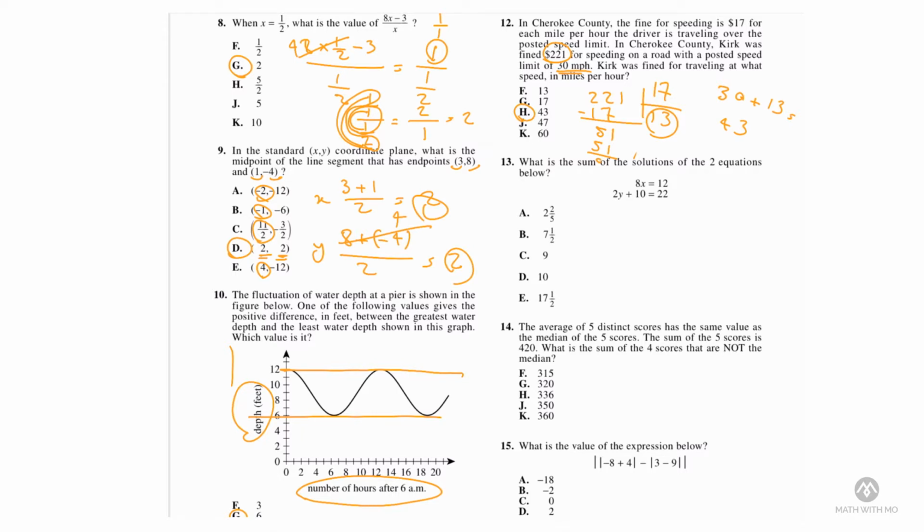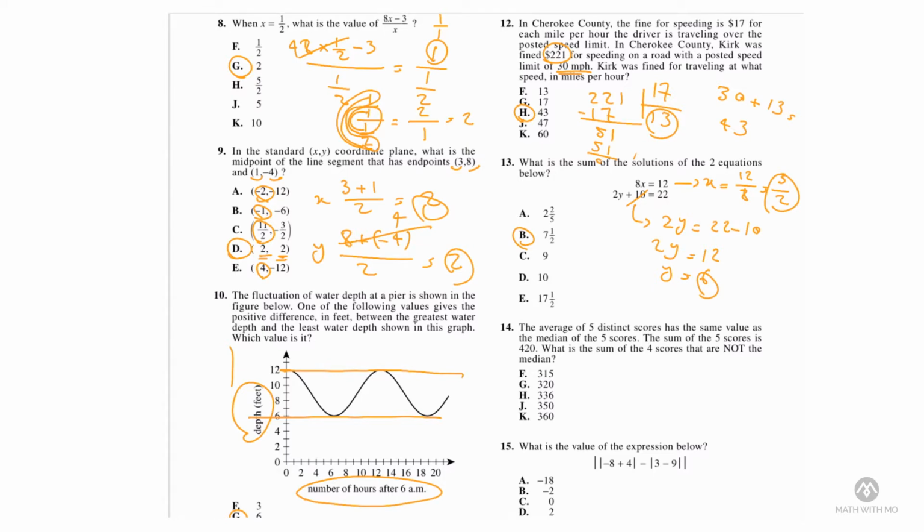H. What is the sum of the solution of the two equations below? Alright, so we want to find the solutions and then add them. Solution to this one is x equals 12 over 8. Divide by 4, which is 3 over 2, 1.5. For this one, 2y equals, subtract 10 from both sides of the equation, so it's basically 22 minus 10, and this 10 will cancel out. 12, 2y, y becomes 6. 6 plus 1.5 is 7.5.